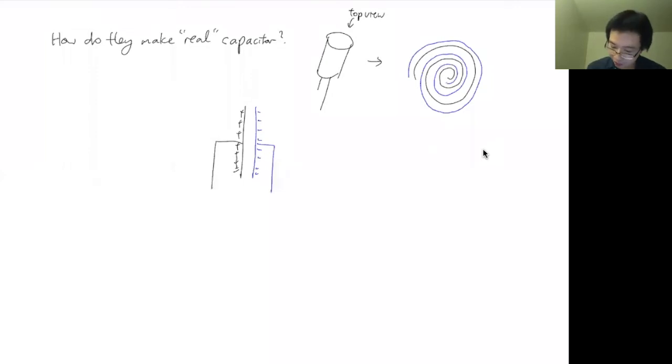I won't draw too many labels, but imagine the blue one is full of negative charges and the black one is full of positive charges like that. And then I can connect this with a leg out here and a leg out here, and connect one to the battery. This side is negative, the negative terminal, and this is the positive terminal, with 9 volts and 0 volts like this.